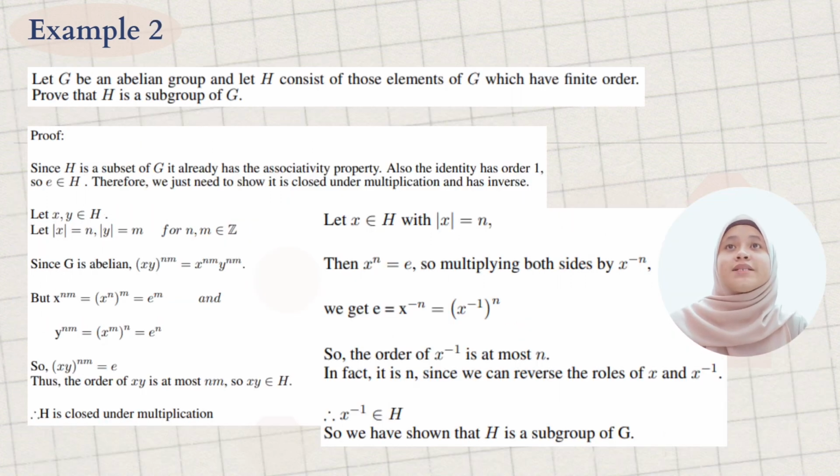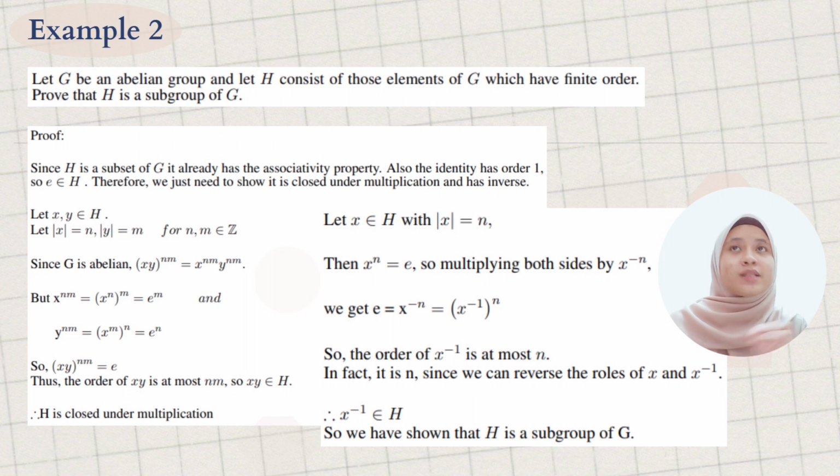Example 2. Let G be an abelian group and let H consist of those elements of G which have finite order. Prove that H is a subgroup of G. Proof. Since H is a subset of G, it already has the operation property. Also, the identity has order 1. So, E is in H. Therefore, we just need to show it is closed under multiplication and has inverses.